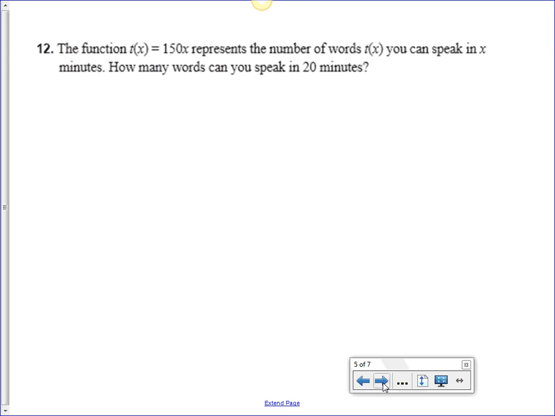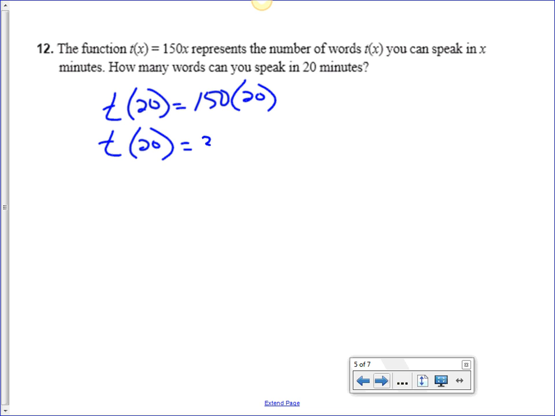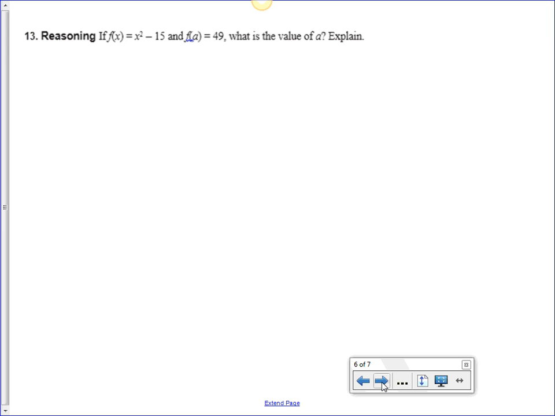Next one, function t of x equals 150x represents the number of words you can speak in x minutes. How many words can you speak in 20 minutes? So 20 is going to go in for the x. So t of 20 is equal to 150 times 20. So in 20 minutes, you can speak 3,000 words. Okay, next one.